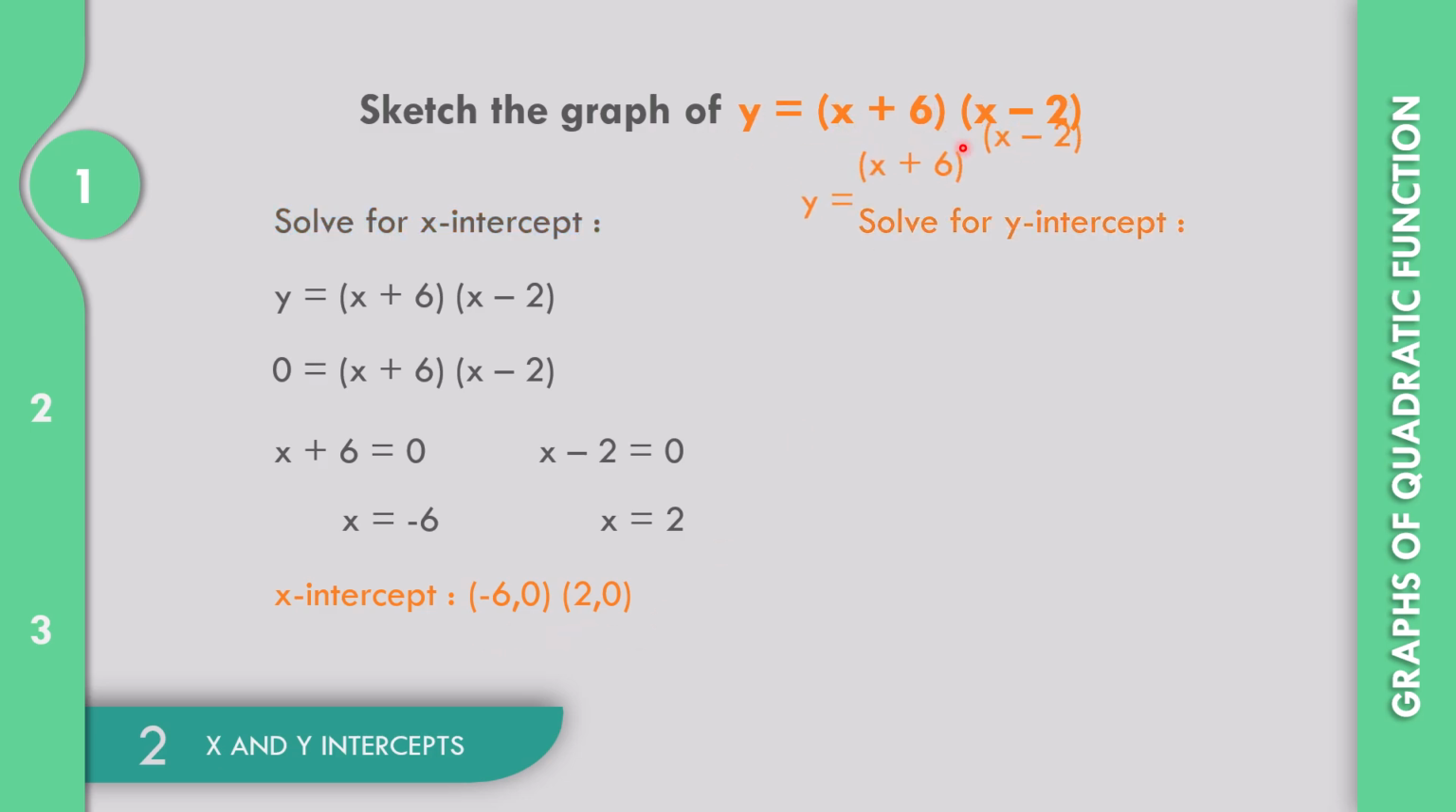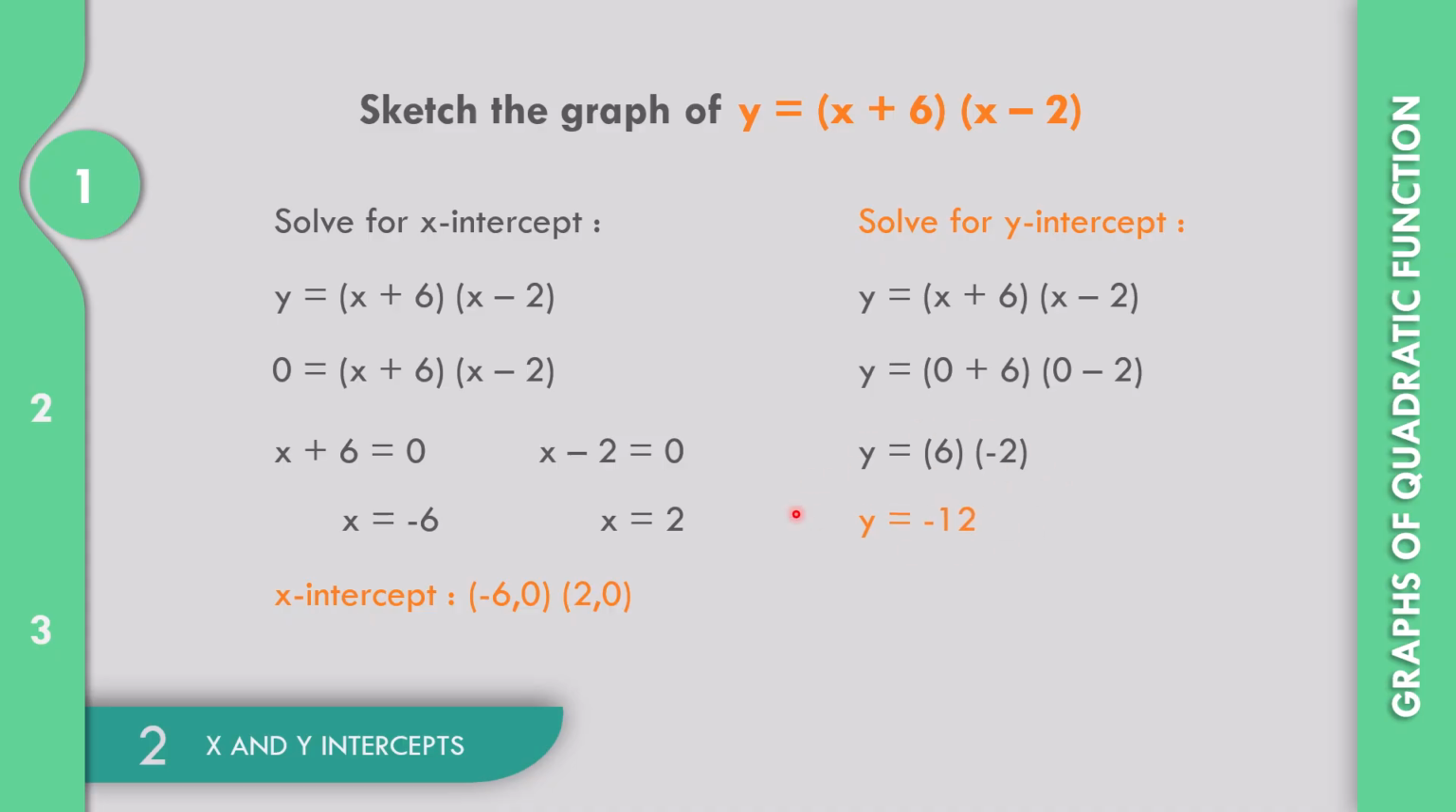So let us solve now for the y-intercept. To solve for the y-intercept, let us replace the value of x by 0. So y equals, x becomes 0, copy positive 6, x becomes 0, and then negative 2. 0 plus 6 is positive 6. 0 minus 2 is negative 2. If we multiply, that is equal to negative 12. So y equals negative 12. So the y-intercept, x is 0 and y is negative 12. So 0 and negative 12.